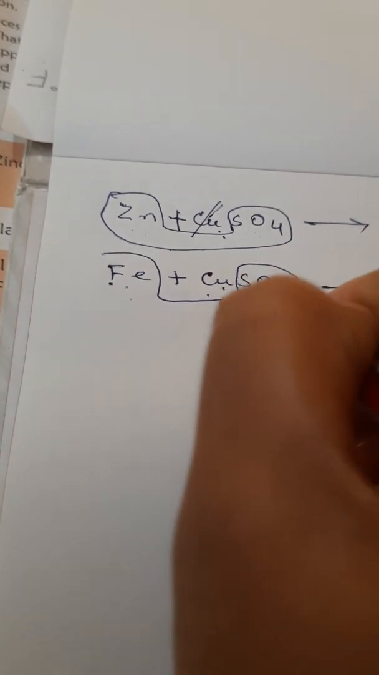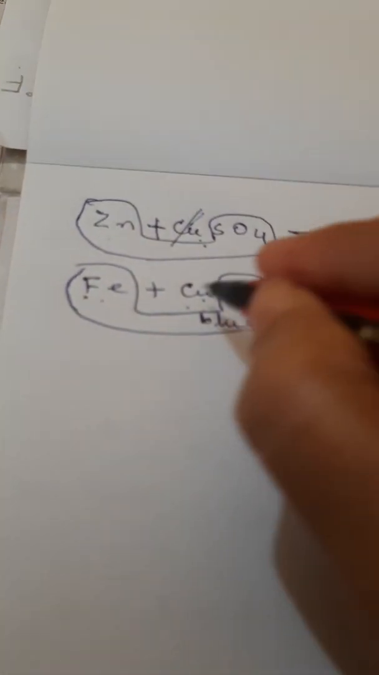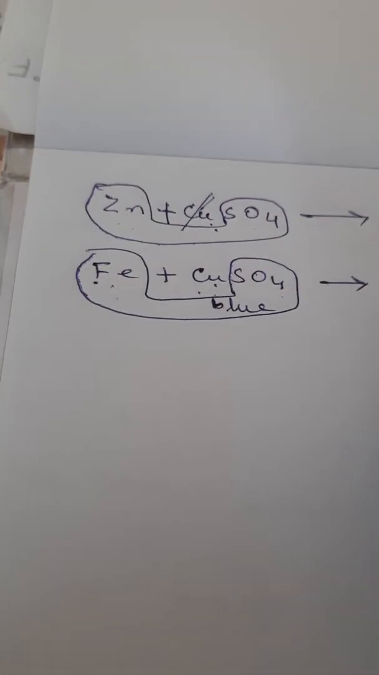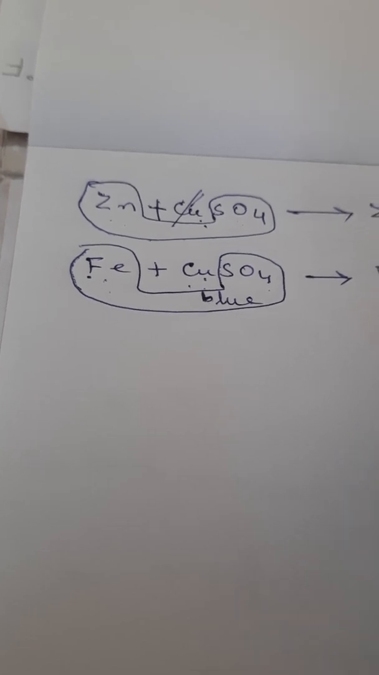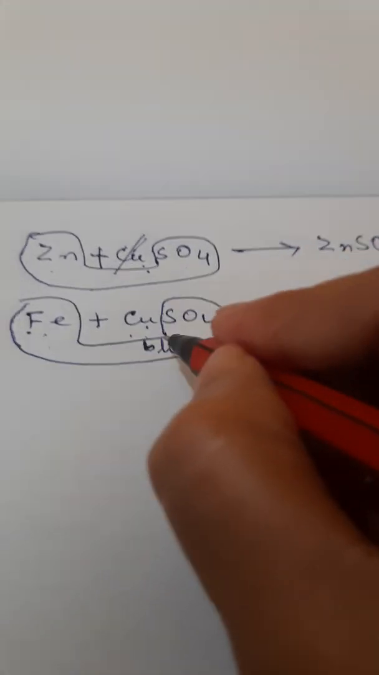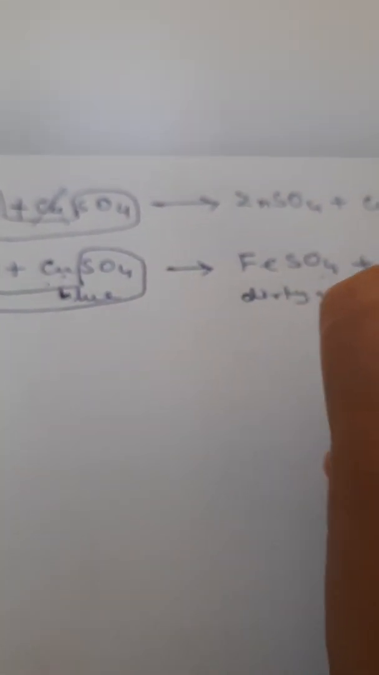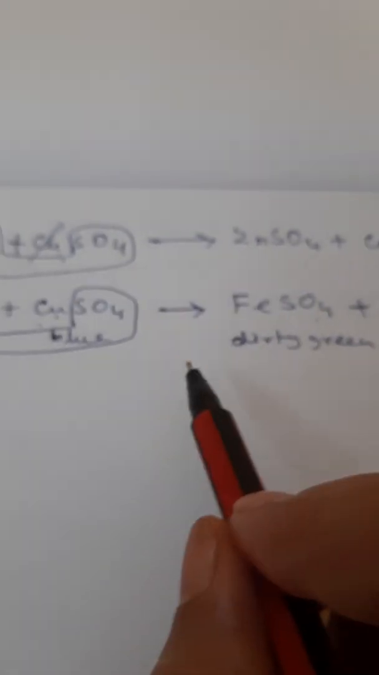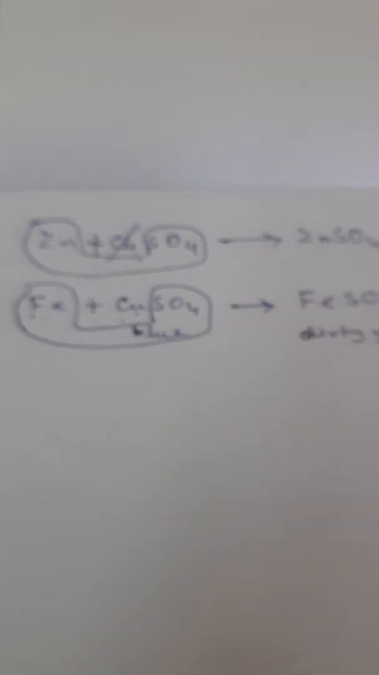Okay, so iron being more reactive displaces copper from its salt solution, that means copper sulfate solution, and forms ferrous sulfate, and brown copper is left in this solution. The color changes from blue to dirty green. This is another example of displacement reaction.